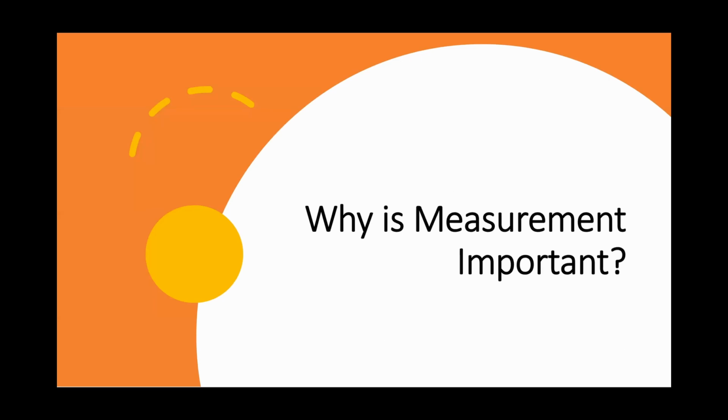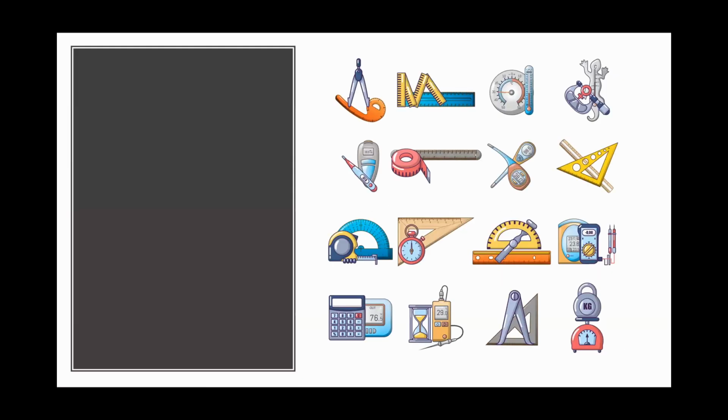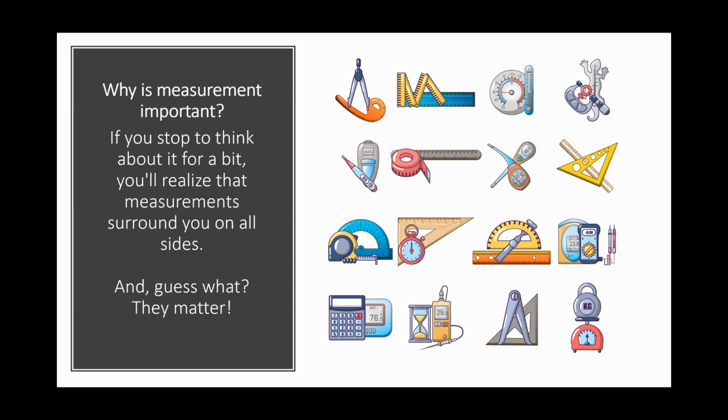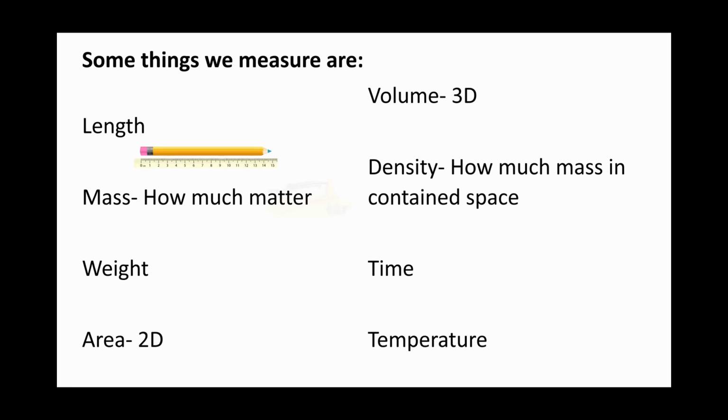Why is measurement important? All right, so measurement is important. If you stop and think about it for a bit, you'll realize measurement surrounds you on all sides, and measurements matter. So some things that we measure are length, mass, which is how much matter, weight. Now there's a difference between mass and weight. If you put me in space, my mass will not change, my weight will. Weight is the effect of gravity and mass together. So the effect of gravity on your mass determines your weight, but your mass is how much matter there is, or how much of you there is, or how much of any particular thing there is.